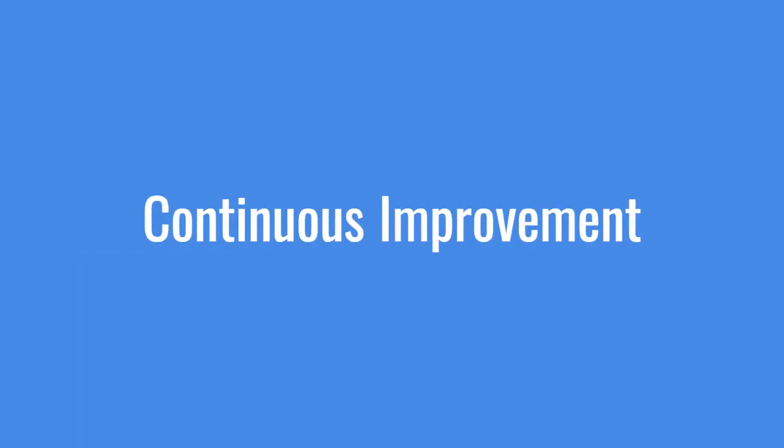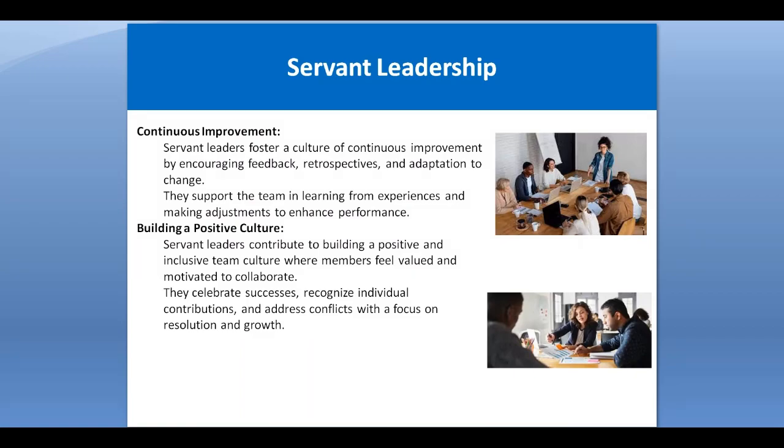Then continuous improvement means servant leaders foster a culture of continuous improvement by encouraging feedback, retrospectives, and adaptation to change. We know that whenever the sprint is completed, we have a sprint review session, then a sprint retrospective session. So during those sessions, the Scrum Master and product owner facilitate these sessions, and whatever feedback we are getting from the customer side, from the business side, they try to improve things. They try to build a culture where, on a daily basis, on a weekly basis, the team tries to enhance the performance and make adjustments.